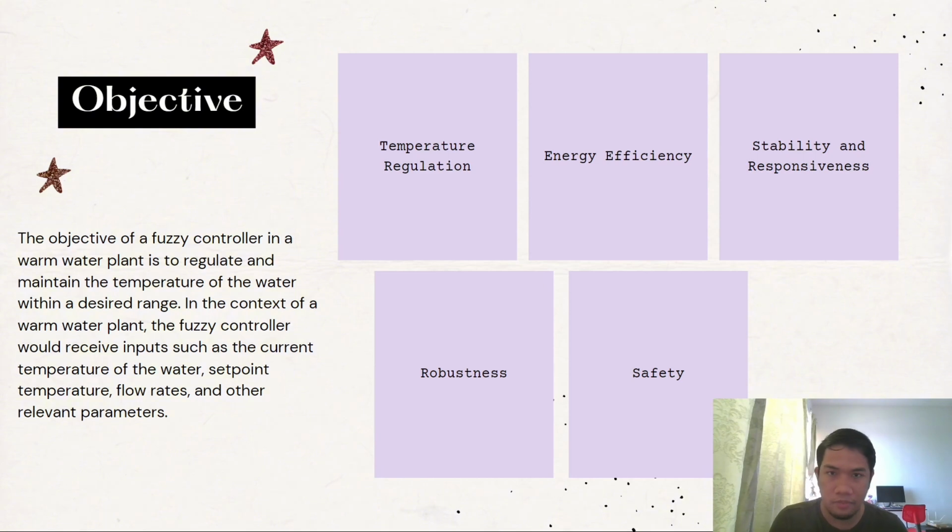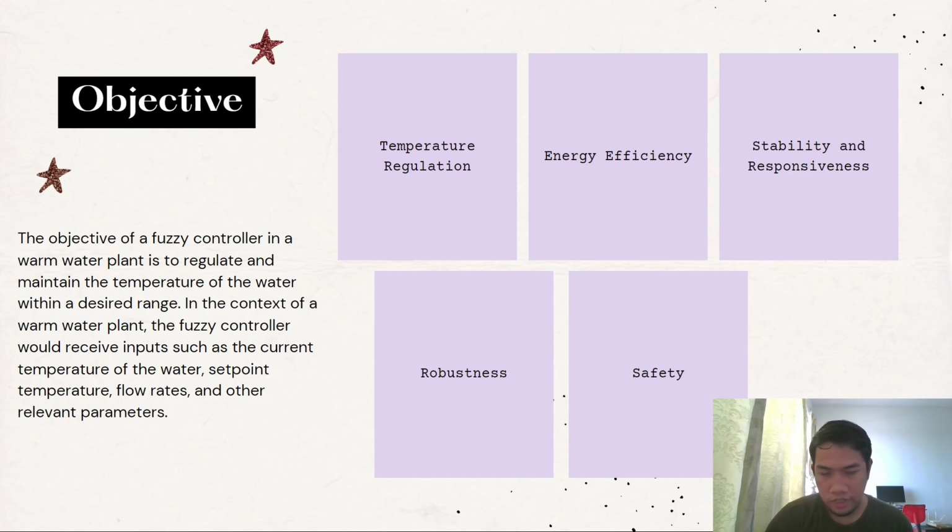Next, we have the stability and responsiveness. The fuzzy controller should provide stable and responsive control to changes in the system. It should adapt to variations in input conditions such as fluctuations in the incoming water temperature or changes in the water demand and make appropriate adjustments to maintain the desired temperature.